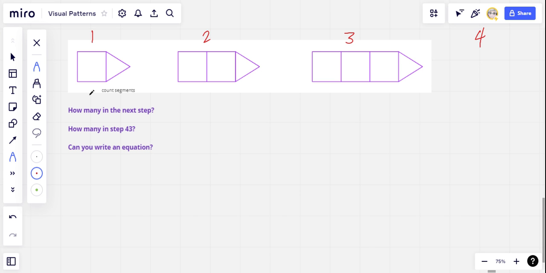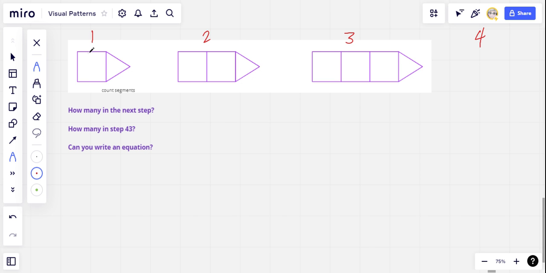All right, so we've got a square and a triangle on this first one, and then it looks like two squares and a triangle. So if I were just going to predict based on squares and triangles what was in step four, it'd be 4 squares and a triangle, or in step 43, 43 squares and a triangle, but we need to count line segments. So let's look at what happens with the number of line segments in every step.